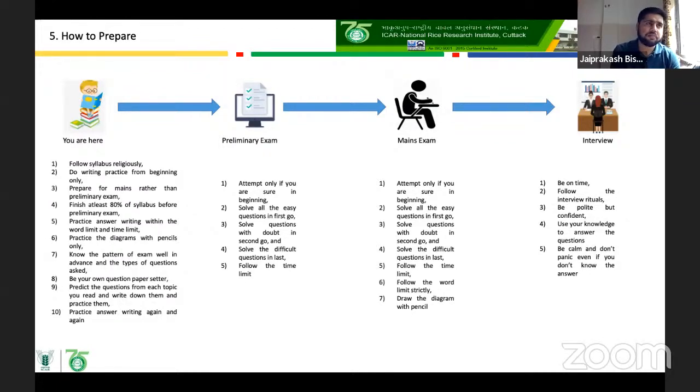Even if you have to write your mains examination at the point of time of the prelims examination, you should be able to do it. Okay, so that would give you an edge in prelims and mains also. And these are some of the points which are known to all. I have just jotted them down here, so you can refer to these points.